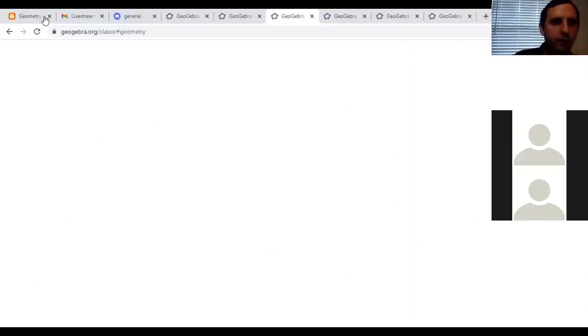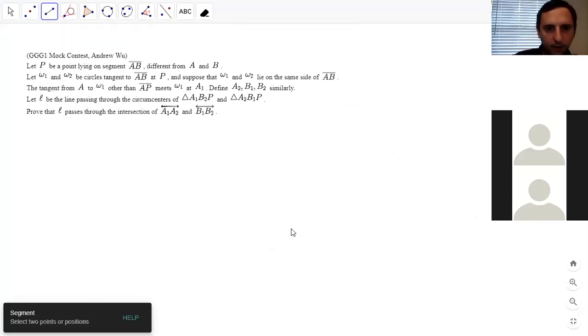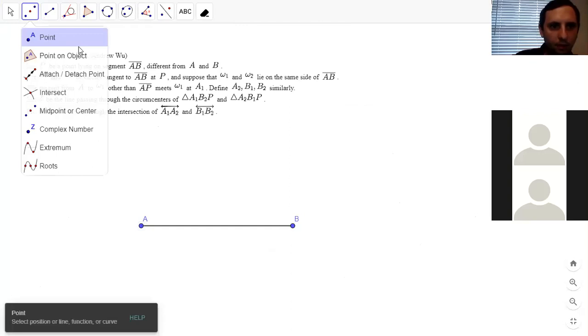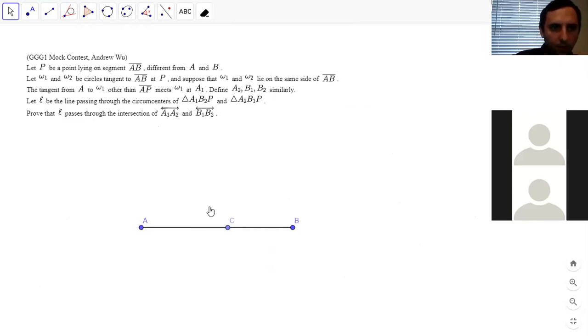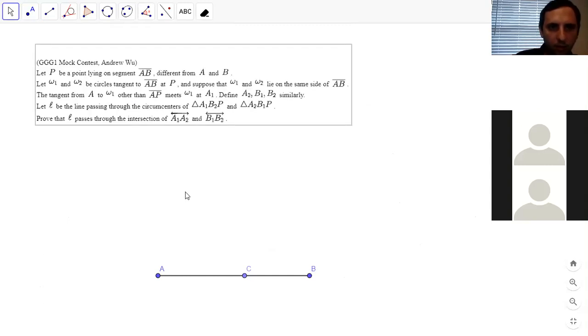We have a point. This one's kind of interesting. A point P lying on a segment AB. So I might want to move this segment a little bit. So I'll call this P.